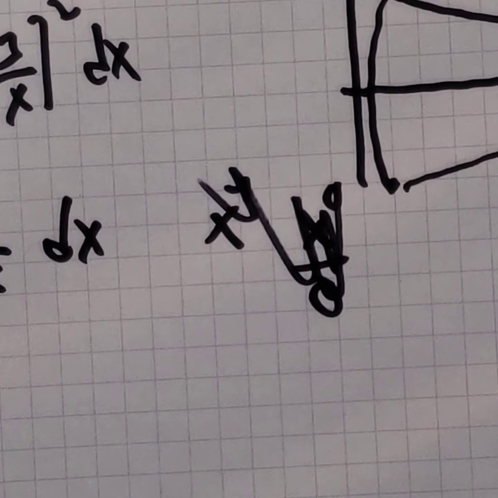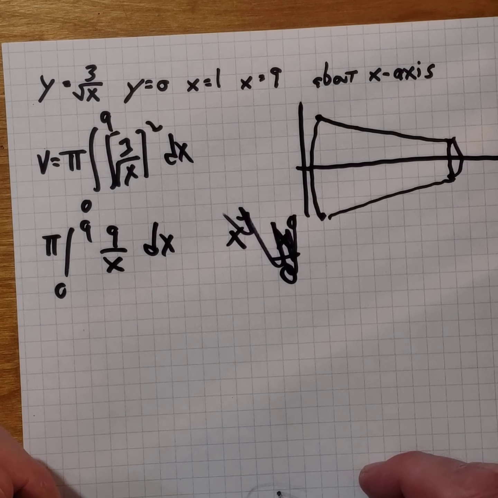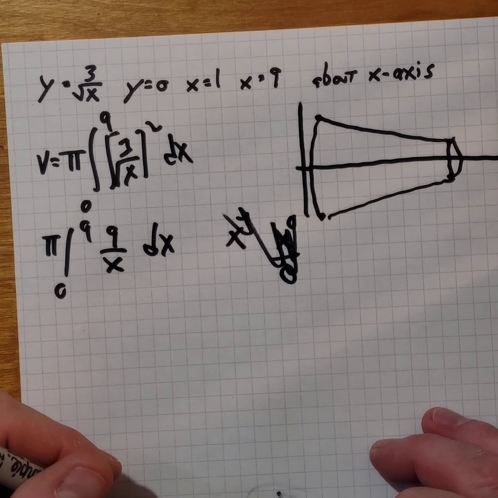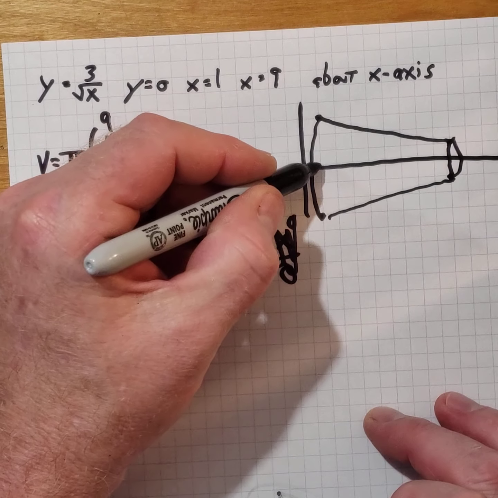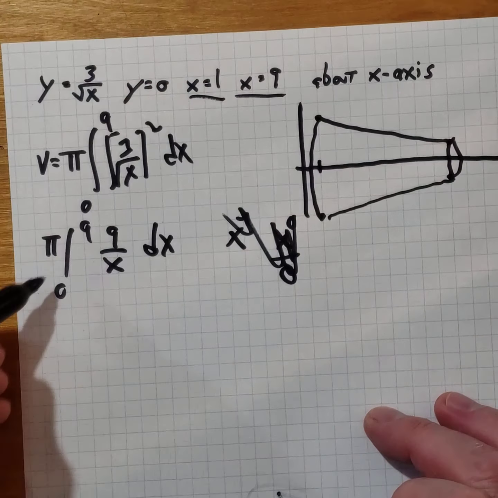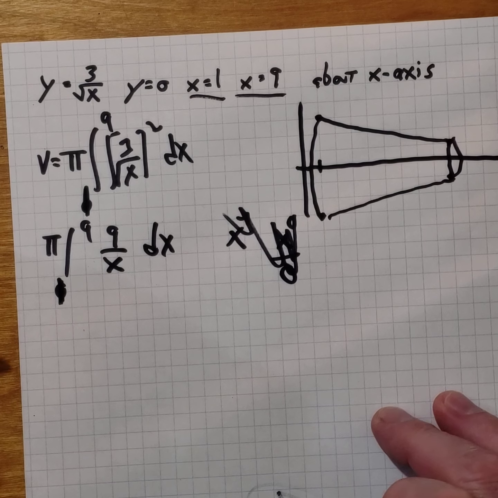All right, so again, the setup is the important part. If you can evaluate it, then by all means evaluate it. If you can't, then just find a decimal approximation. And I apologize. We started at 1 here, from 1 to 9. In my integral, I put in 0. That should be the integral from 1 to 9.